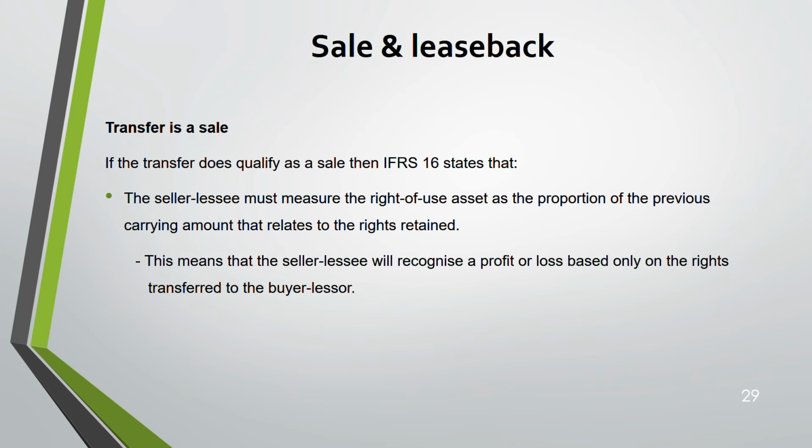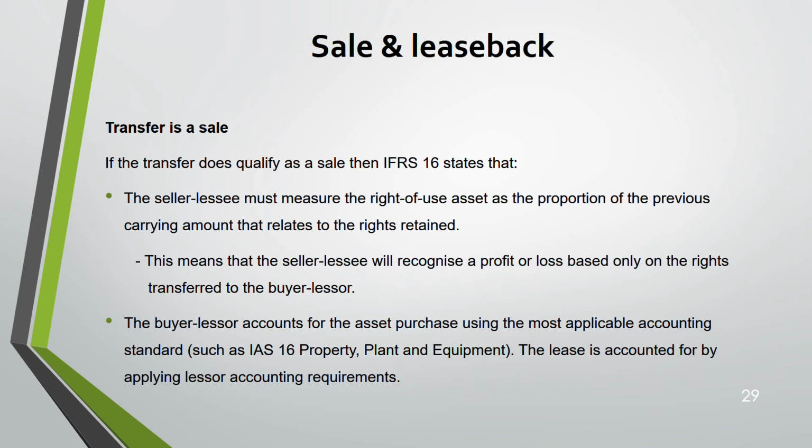Now, this means the seller lessee will recognize a profit or a loss based on only the rights that are transferred to the buyer and lessor. Only on the right you have transferred to the buyer and lessor will you recognize profit and loss. Who? The seller, because you have sold it. Then what about the buyer? You have to know both the sides, okay? Lessor also, lessee also, both the sides.